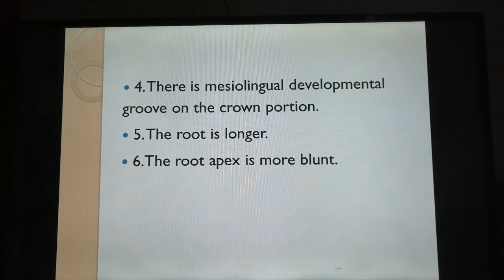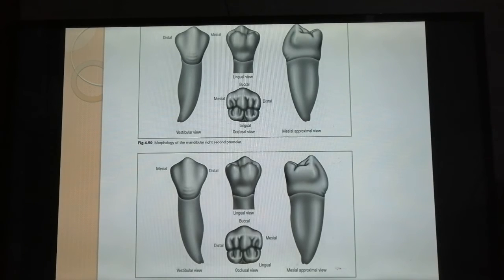Number 5, the root is longer. Number 6, the root apex is more blunt.